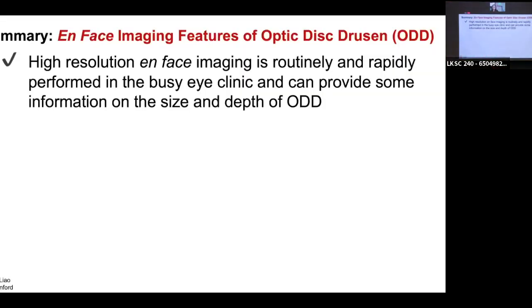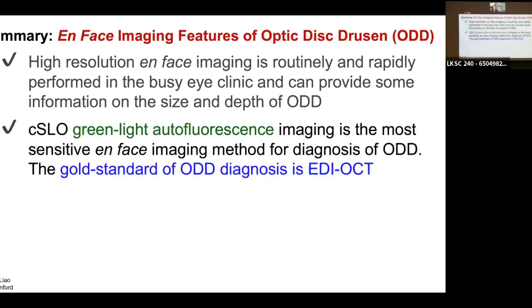So in summary, high resolution en face imaging is routinely and rapidly performed in a busy eye clinic and can provide a lot of information on the size and depth of the optic disc drusen deposits. The green light autofluorescence imaging is the most sensitive, although the blue and the near-infrared reflectance can be quite useful as well.